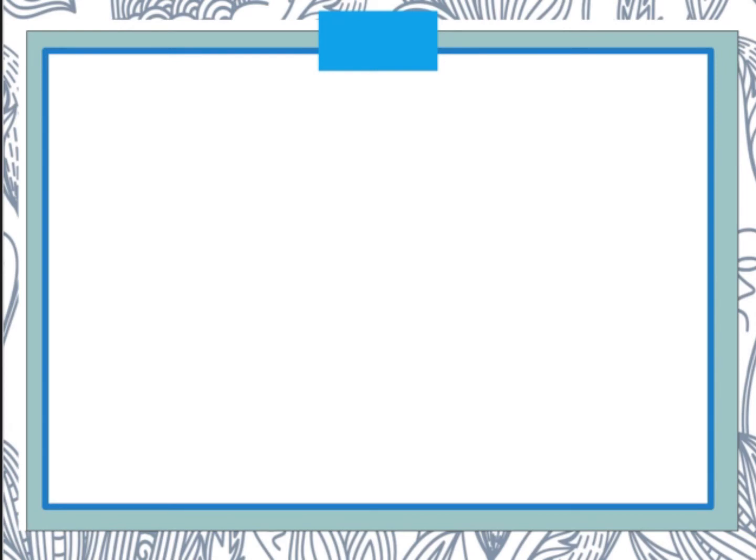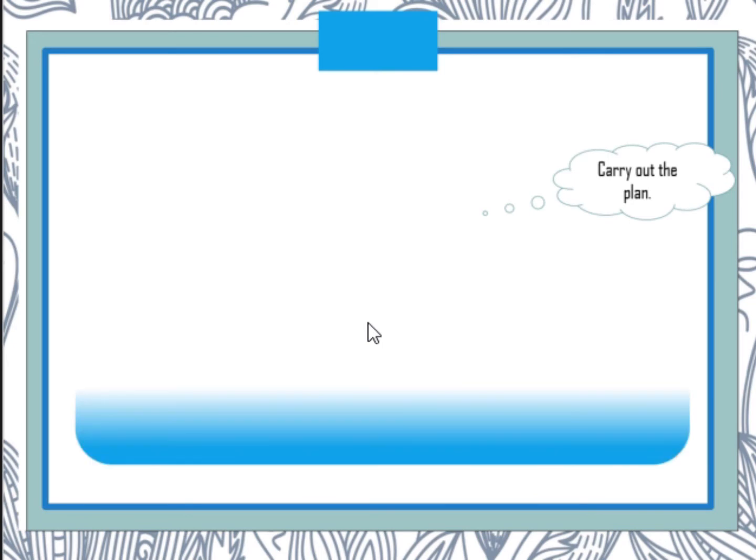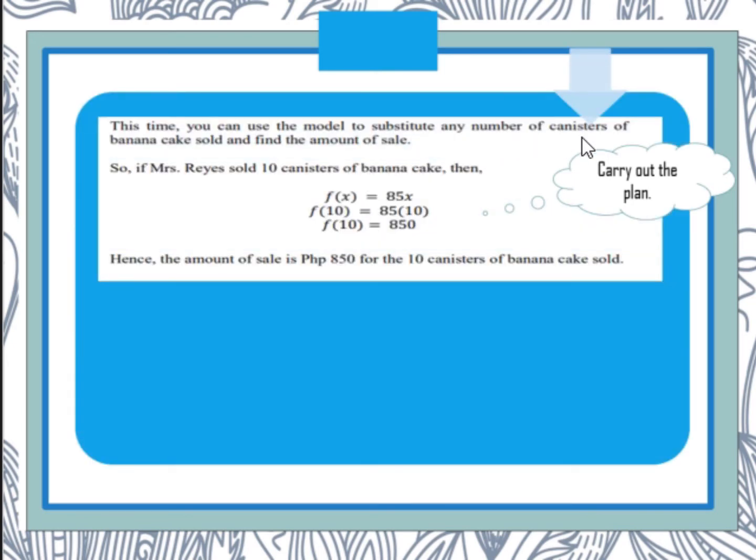Ang sumunod naman natin ay we carry out the plan. This time, we can use the model to substitute any number of canisters of banana cake sold and find the amount of sale. So, ibig sabihin nito, si Mrs. Reyes, kung mayroon siyang naibentang 10 canister, then we can represent it as f of x will be equal to 85x. Yung value ng x natin ay 10, therefore by substitution, f of 10 will be equal to 85 times the value of x which is 10.